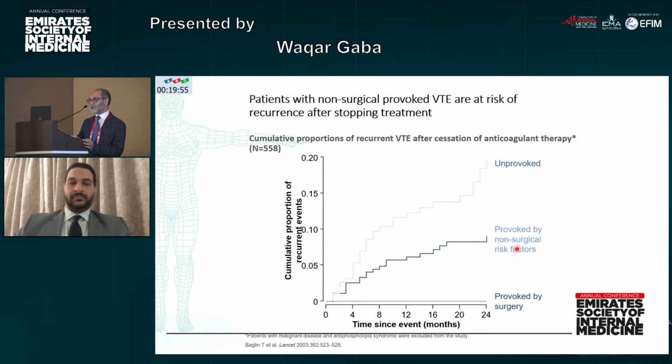But on the other hand, if you have a VTE provoked by non-surgical risk factors, or especially if it's unprovoked, look at that. After 3 months, suddenly the risk of recurrent VTE starts going high, high, and high. So essentially, these are the patients who might not get much benefit by just giving treatment for 3 months. So 3 months might not be enough for these patients.